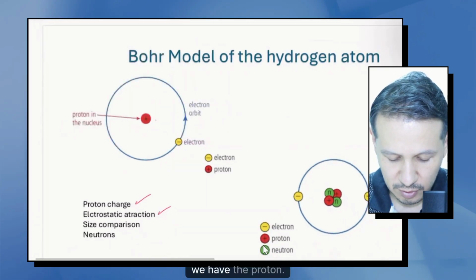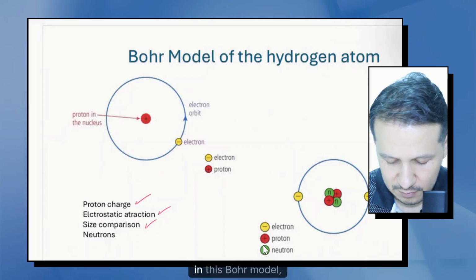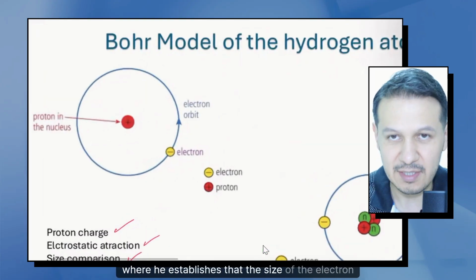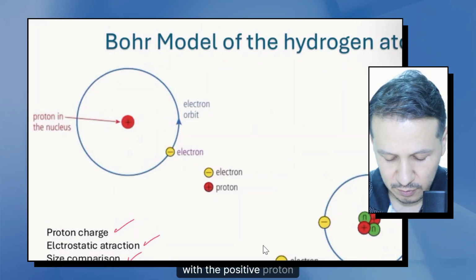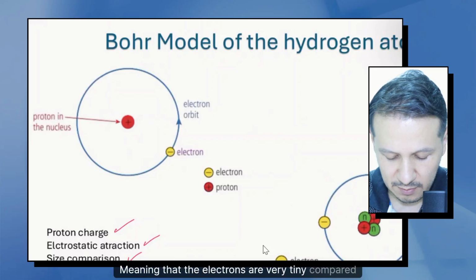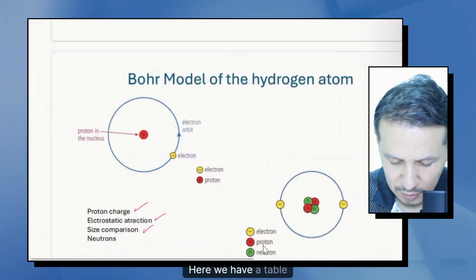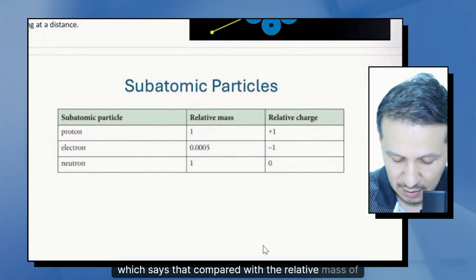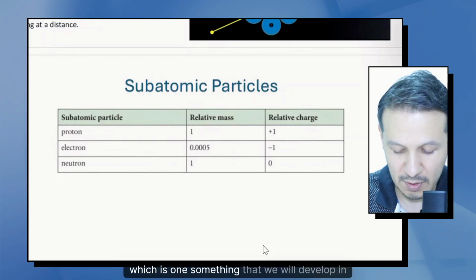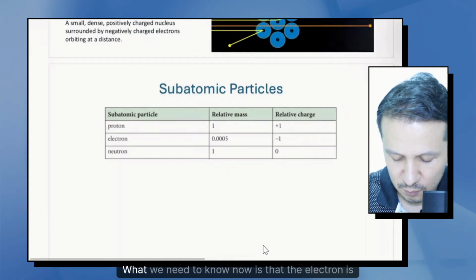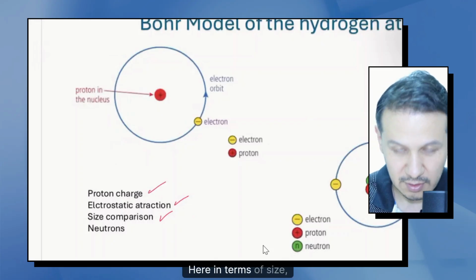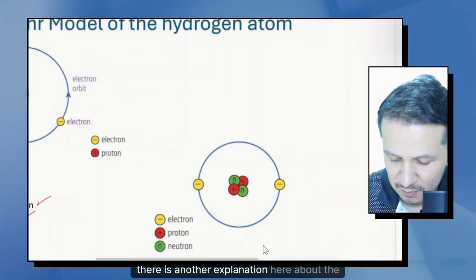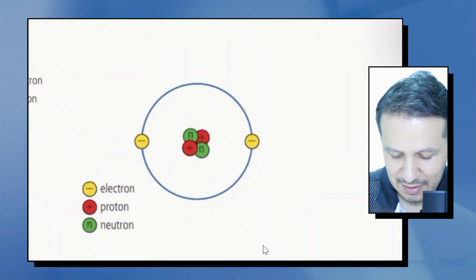So we have the electron, we have the proton. In the size comparison in this Bohr model, he established that the electron is very small compared with the positive proton and the nucleus. Here we have a table which compares the relative mass of the proton, which is 1, something that we will develop later. What we need to know now is that the electron is very small and negligible compared to the proton in terms of size.